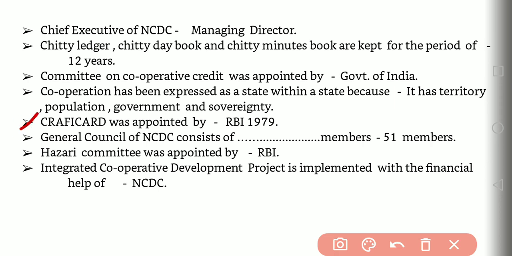The next, Gorwala Committee was appointed to review arrangement for institutional credit in agricultural and rural development, appointed by RBI in the year 1979. Next, General Council of NCDC consists of dash members. Answer, 51 members. Next, Hazari Committee was appointed by RBI.